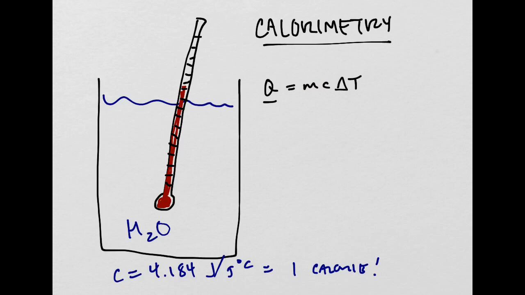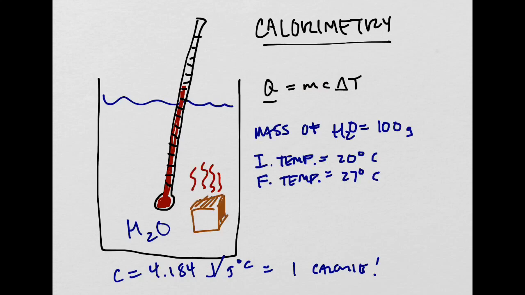Let's imagine then, for a moment, that we have this information. Okay, so what we have here is we put a hot block of copper into this water. And after waiting for a couple of minutes, the water heated up to 27 degrees C from 20 degrees C. And I also know that I have 100 grams of water in this very small beaker. And then we gave you the C here. So that means we have all the information to figure out the amount of energy that this system released.